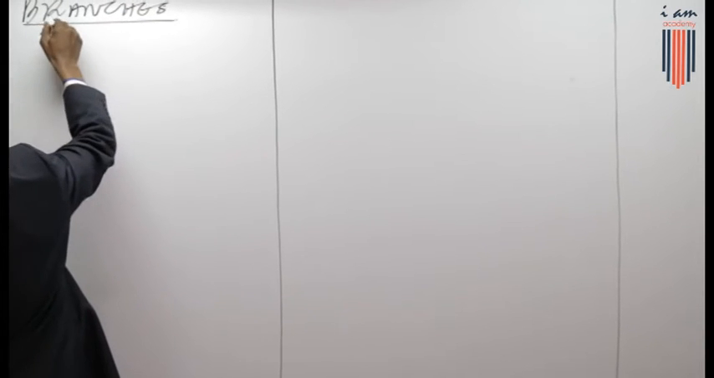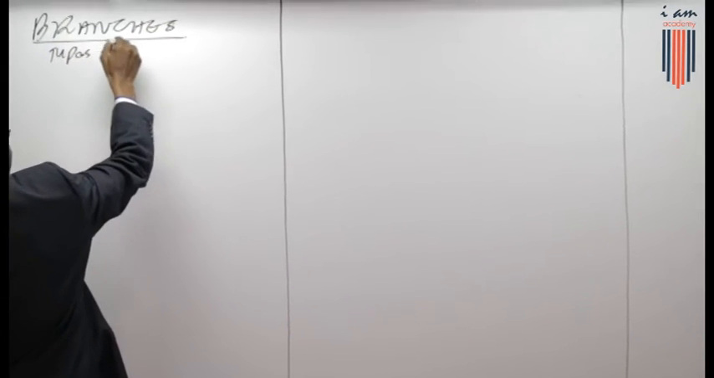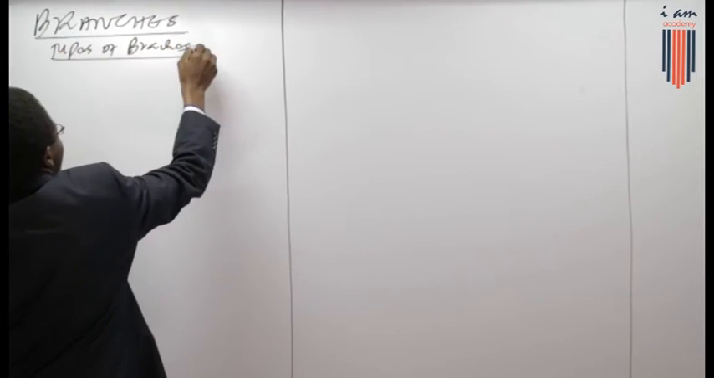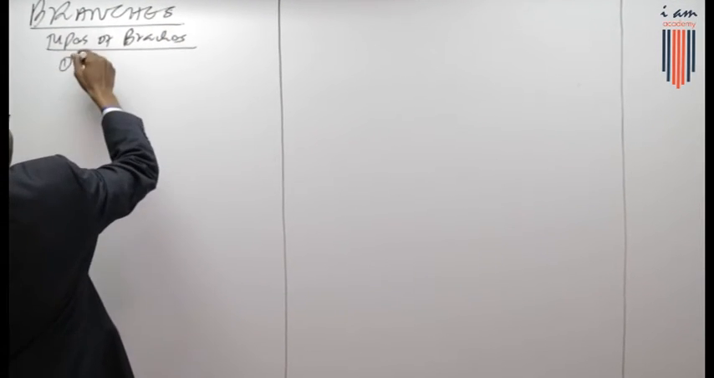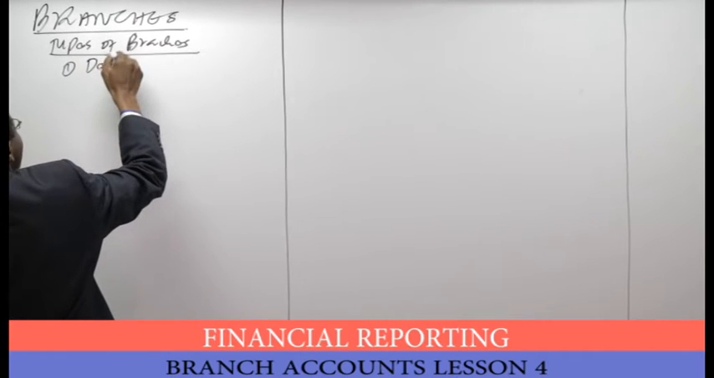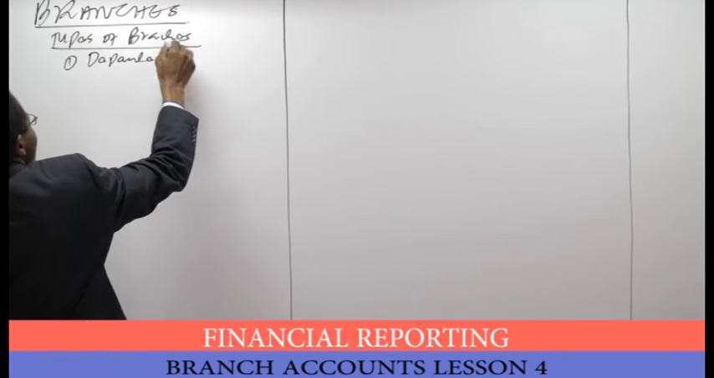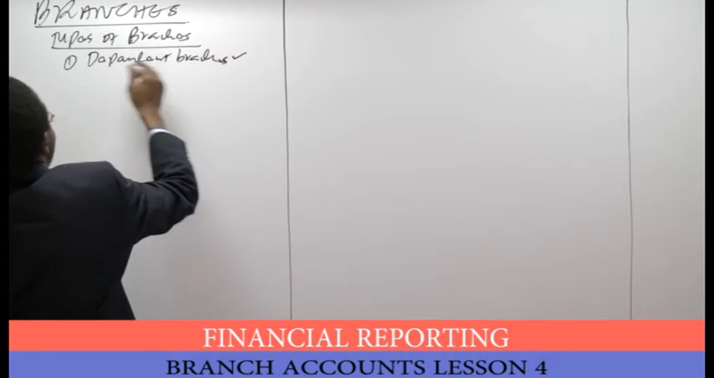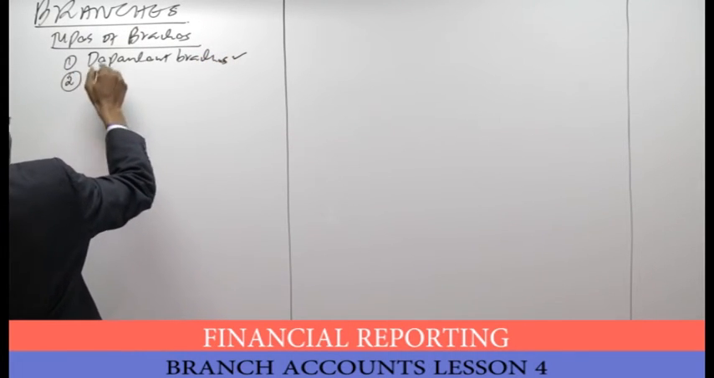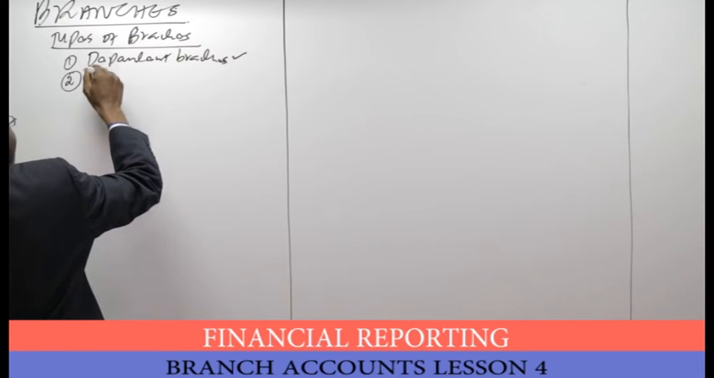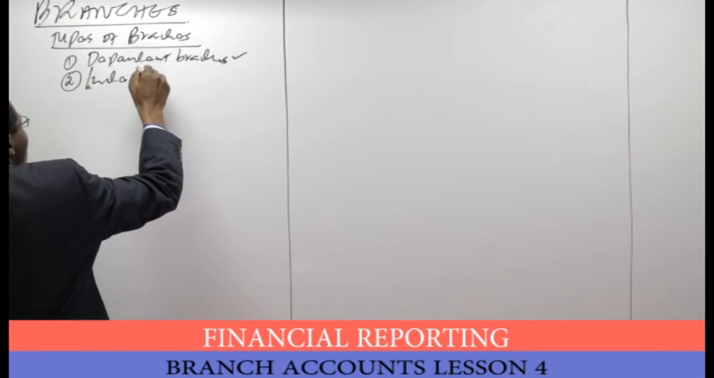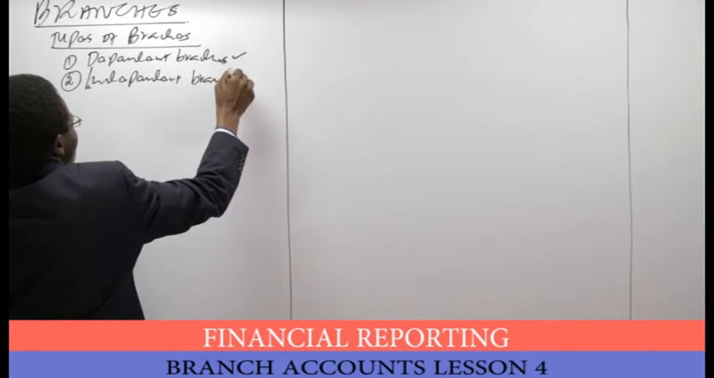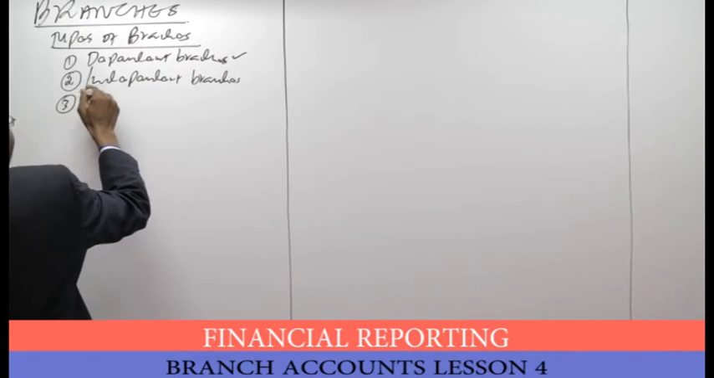We talked about types of branches. We have looked at one, the dependent branches. We have looked at independent branches. Then there are foreign branches.